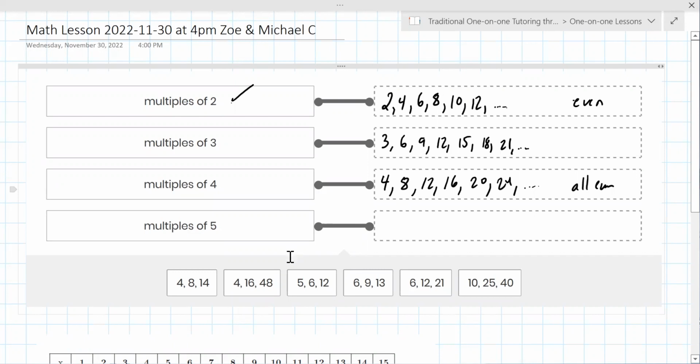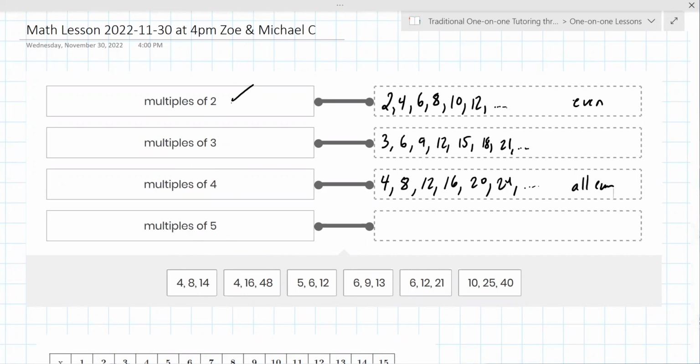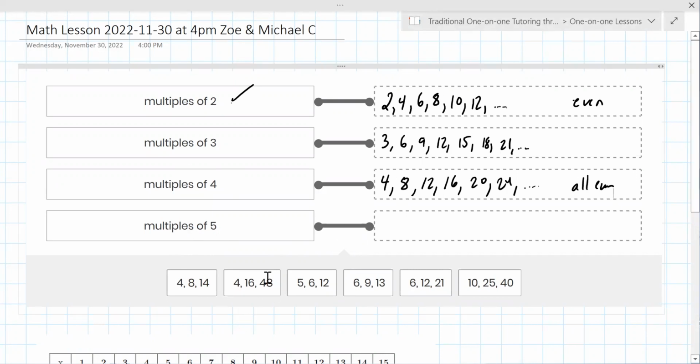Okay. So let's go through our list here. Are 4, 8, 14 all multiples of 4? 4, 8, and 14. Not the 14. Nope. So that one's out. How about the 4, 16, and 48? Yes. The 48's the one you may be unsure of, but yeah, that does work.